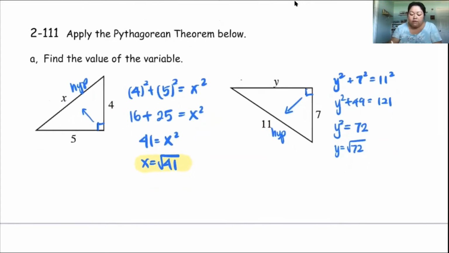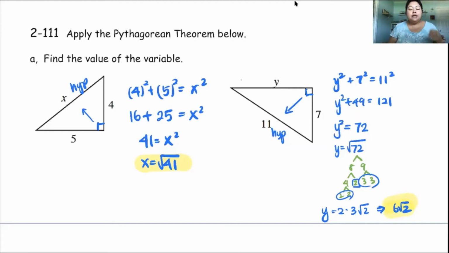If you recall, simplifying means that you break it down to a factor tree. So 72 is 8 times 9, and then 8 is 4 times 2, 2 and 2, 3 and 3. Now that I got into prime factors, I take out pairs. So I have one pair of 2, I have one pair of 3, and I have a leftover 2. So cleaning this up, you have 6 root 2 as your final answer for your missing side of y. That's your answer.